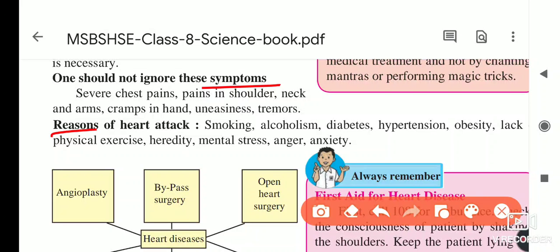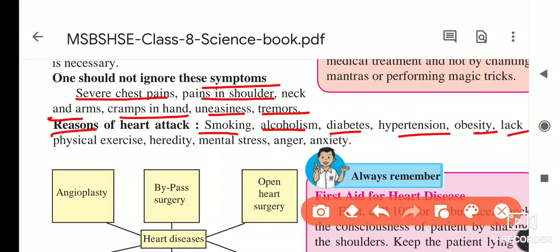So the symptoms given here: severe chest pain, pains in the shoulder, not only shoulder, neck and arm also, cramps in the hand, uneasiness and tremor. These are the symptoms of a heart attack. And when they ask you the reasons of a heart attack, you have to write this: smoking, alcoholism, diabetes, hypertension, obesity, lack of physical exercise, heredity, mental stress, anger, anxiety.